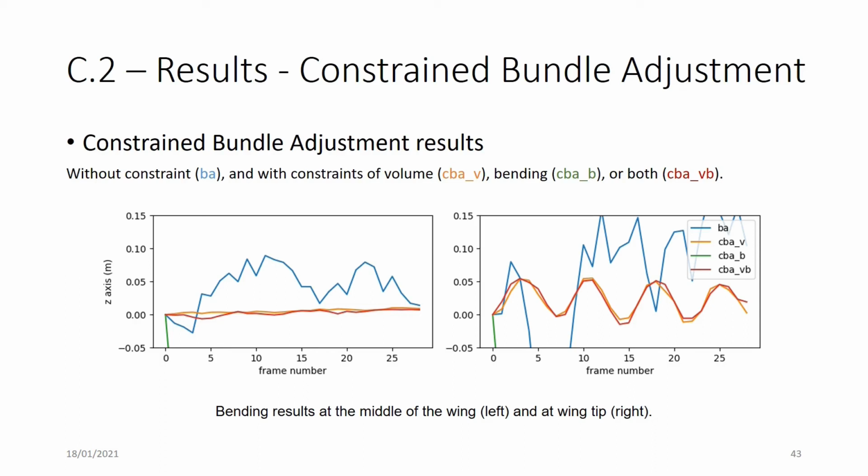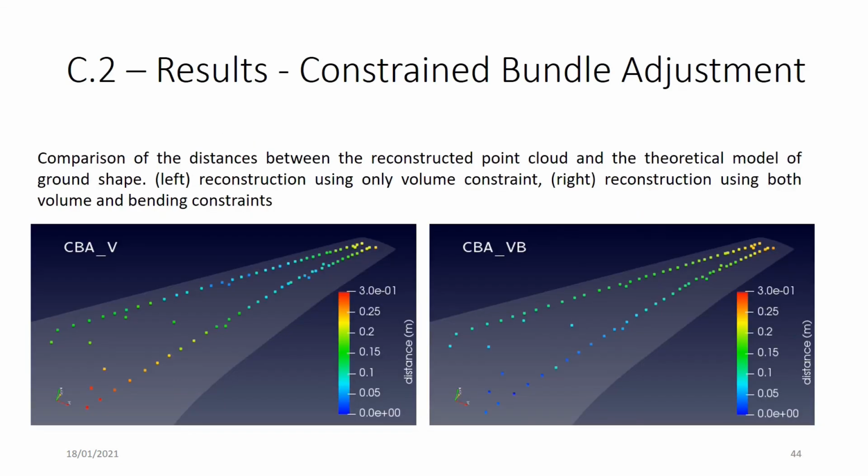When we look at the bending alone, you can see that there are errors. It is due to a loss of scale. From the previous results, you can think that only the volume is required, but actually, if you use the volume plus the bending constraints, you can see here that it will improve the results.